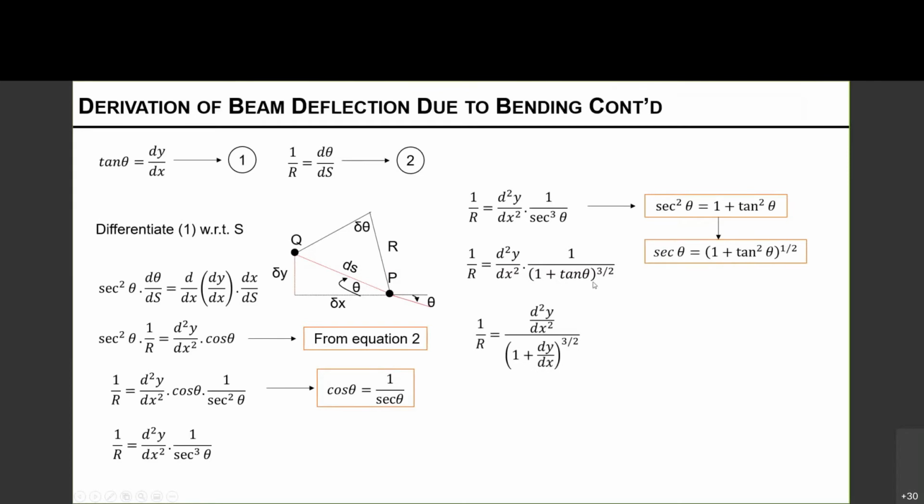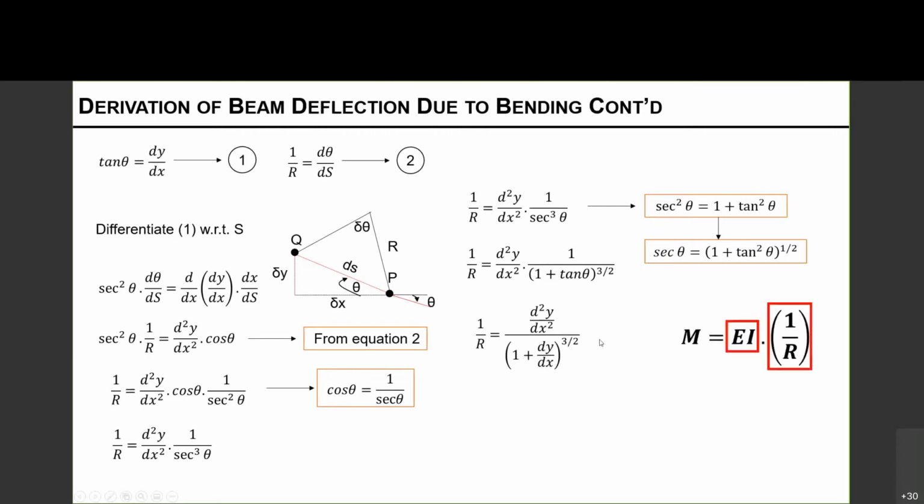And after that, we will have this formulation. The same thing, I just multiplied by 1. So we have d squared y over dx squared divided by 1 plus, what is this tan theta? Tan theta is obtained from equation number 1, which is dy over dx. So I substitute tan theta by dy over dx. The power is the same. I have nothing to do with it, right?